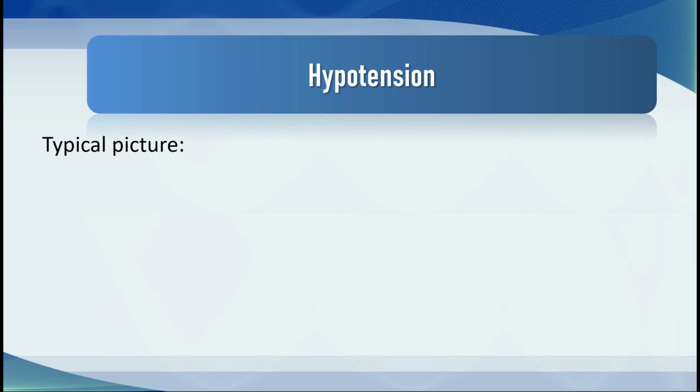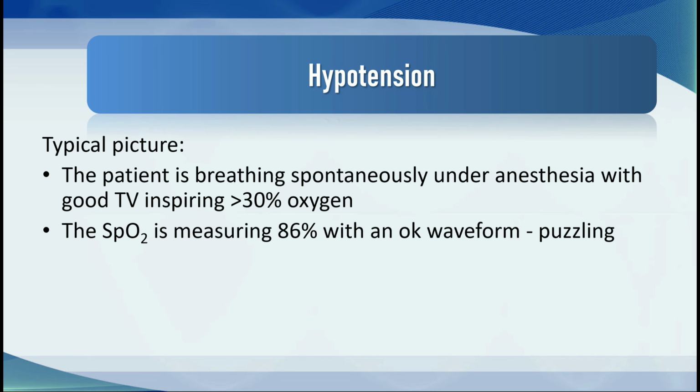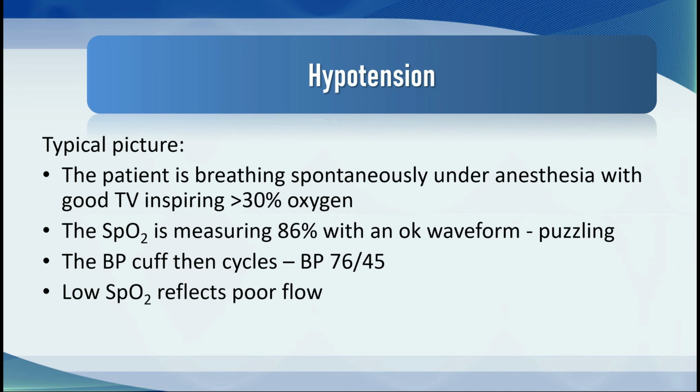With hypotension, there is a typical picture. The patient is breathing spontaneously under anesthesia with a good tidal volume, inspiring more than 30% oxygen. The saturation is measuring 86% with an OK waveform, and that's puzzling. Why is the saturation so low? And then the BP cuff cycles and the blood pressure is 76/45 or equivalent. In this situation, the low SpO2 reflects poor flow.